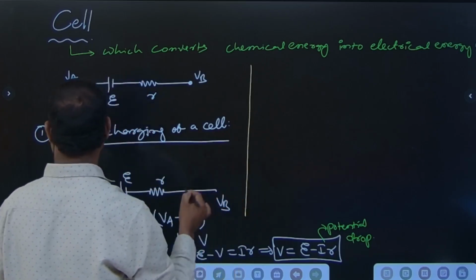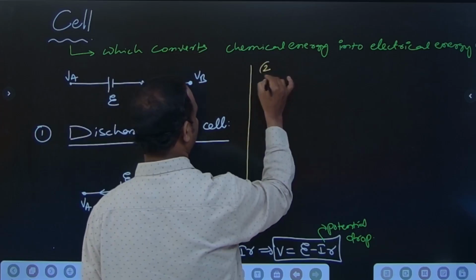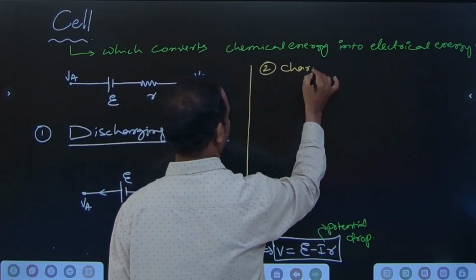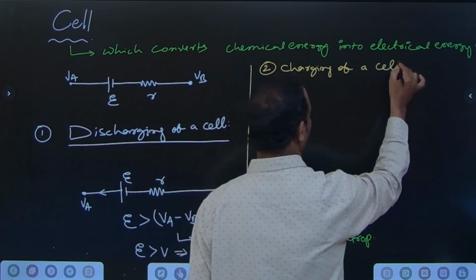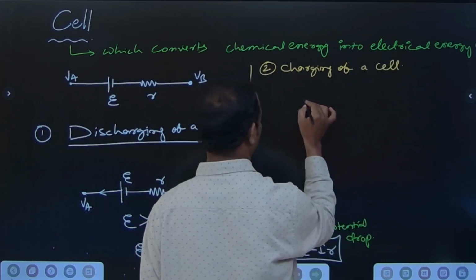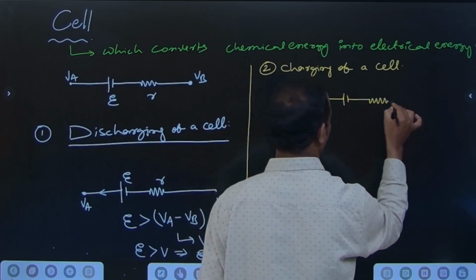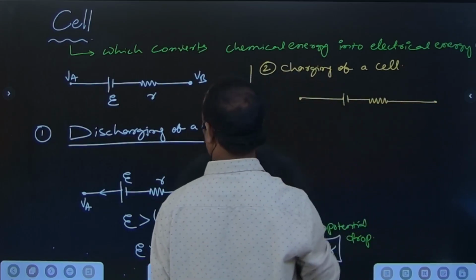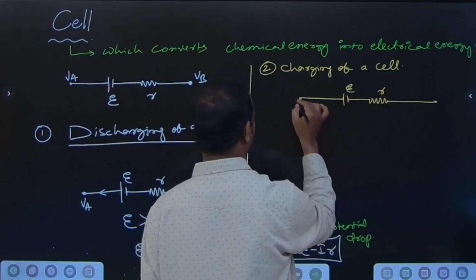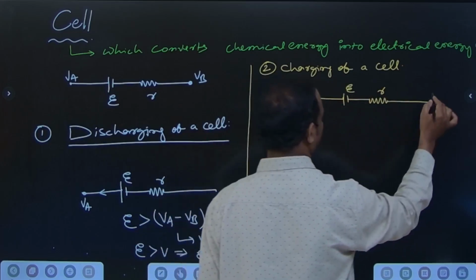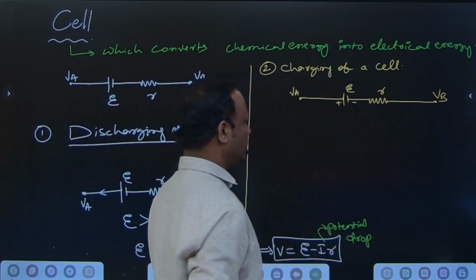So this is discharging of a cell. Now, what is charging? Charging of a cell: a cell is taken with positive and negative terminals, and internal resistance small r. Its EMF is E, and the terminal potentials are VA and VB.